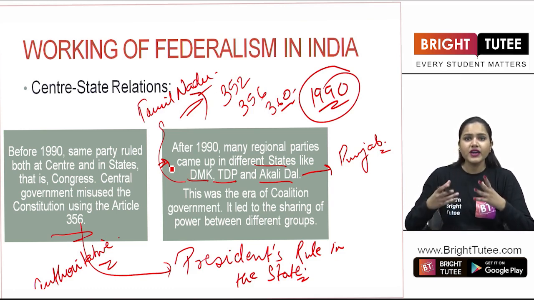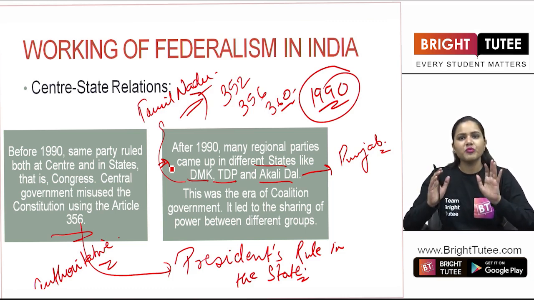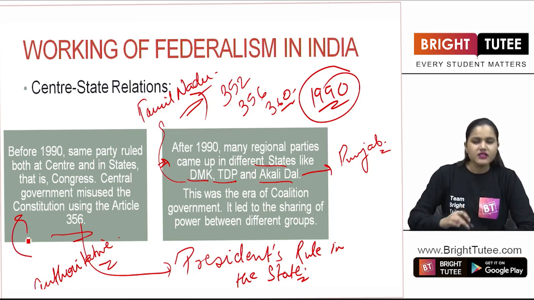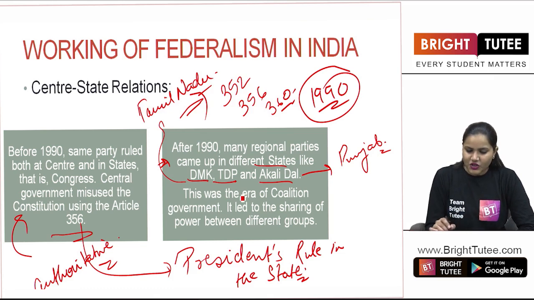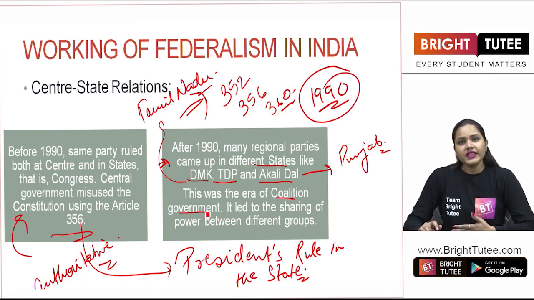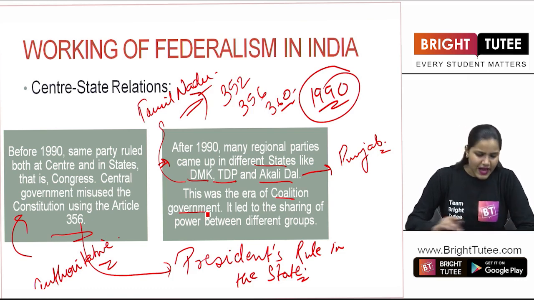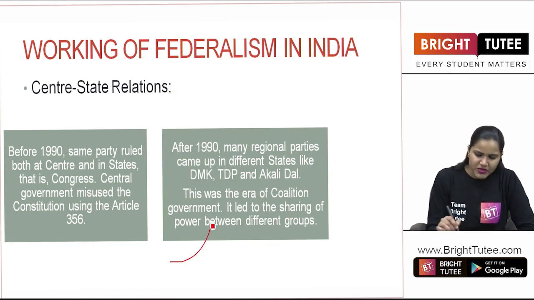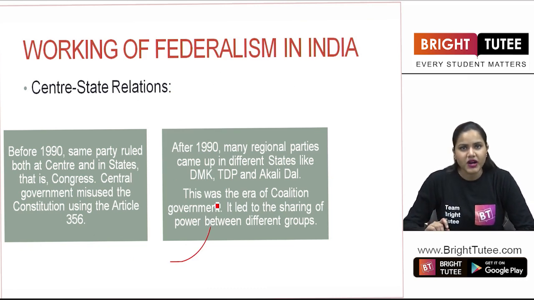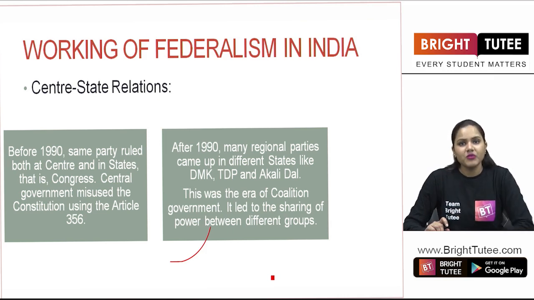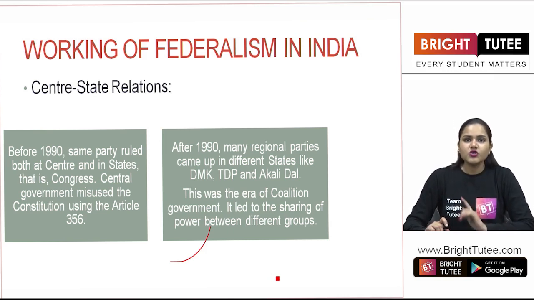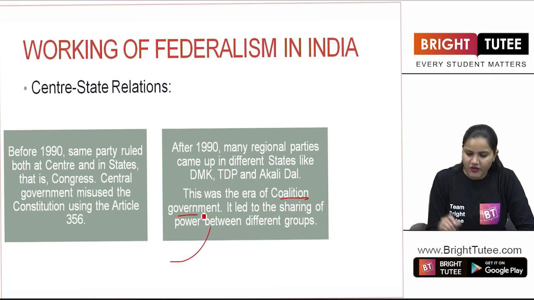Definitely, students, because they thought that they could easily suppress them by using some of the articles or the powers of the constitution. But was that the scenario after 1990? No. So this was the era of coalition government. We are also seeing that people were not that happy with the power that was being misused by the Congress party. So definitely they wanted to give a chance to some other parties that were now emerging. So this era was known as the era of coalition government.